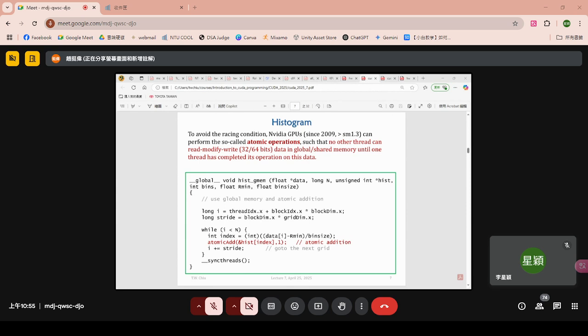Then compare the histogram from CPU and GPU to see whether they agree. If not, then print out that they do not agree, and then save the histogram of the CPU to a file, and also print out in the console. And finally, free all the arrays.